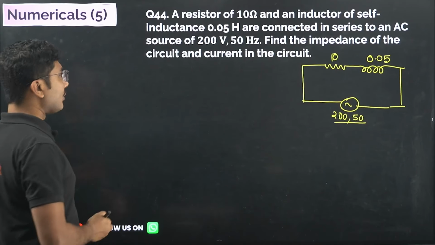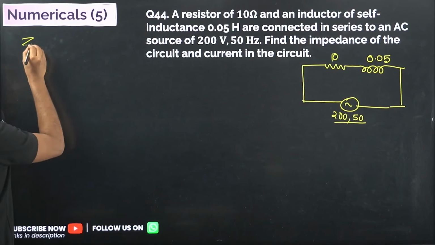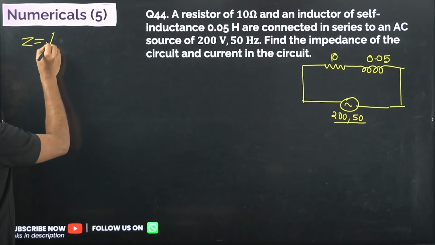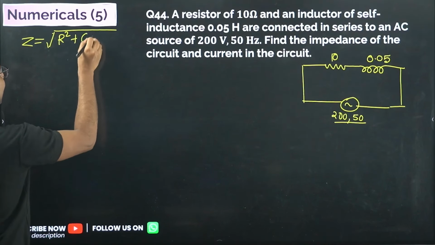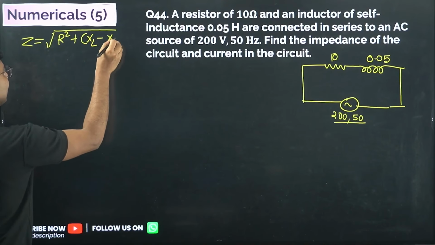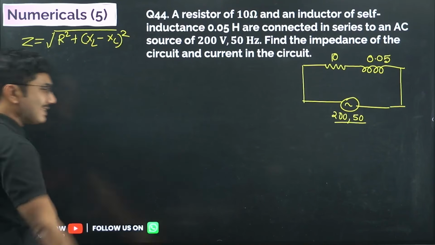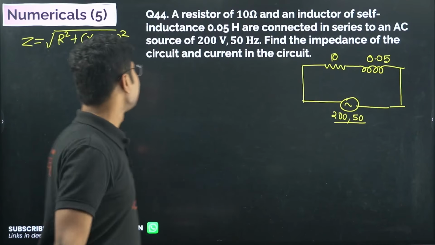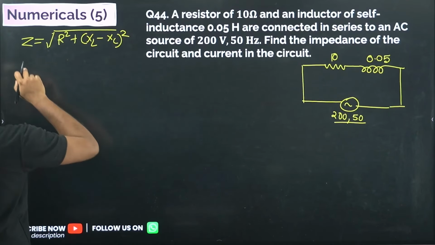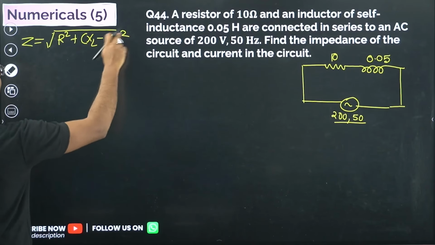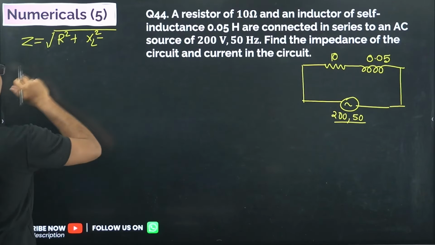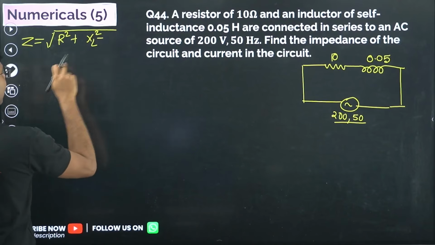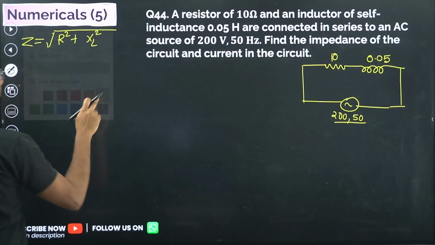First of all you have to calculate Z. Whenever you want to calculate Z, remember in the back of your mind, for an LCR circuit the value is the square root of R square plus XL minus XC whole square. Now here no XC is there, so XC is 0. So what is the impedance? Impedance will simply be the square root of R square plus XL square. Very simple. So we will calculate XL.